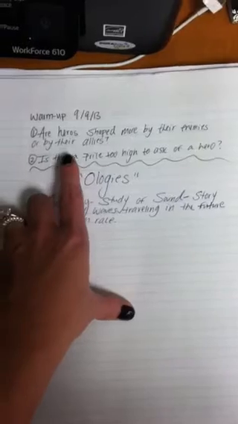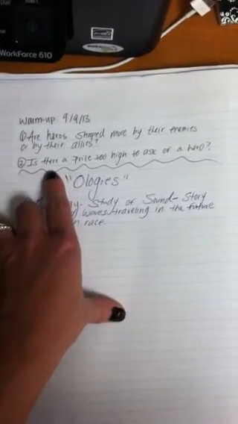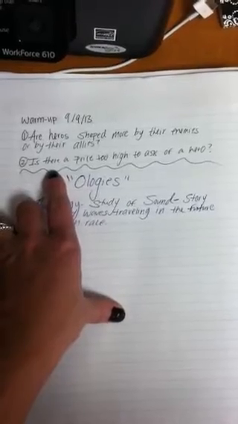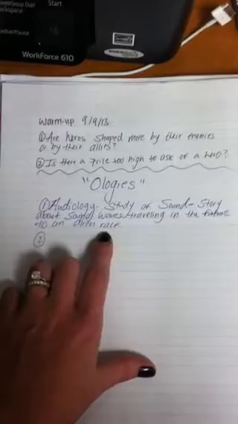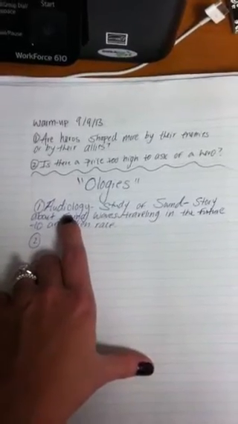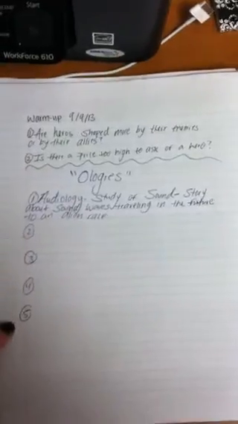On page 17, I have a warm-up from 9-9, asking about how heroes are shaped more by their enemies or by their allies, and if the price is too high to ask of a hero. And again, we have our ology activity right below it, where you were asked to choose an ology that you had never heard of before, define it, and then give a storyline. And you should have 5 examples of those ologies. Directly across on page 18 should be the ology sheet defining the different types of ologies in science.